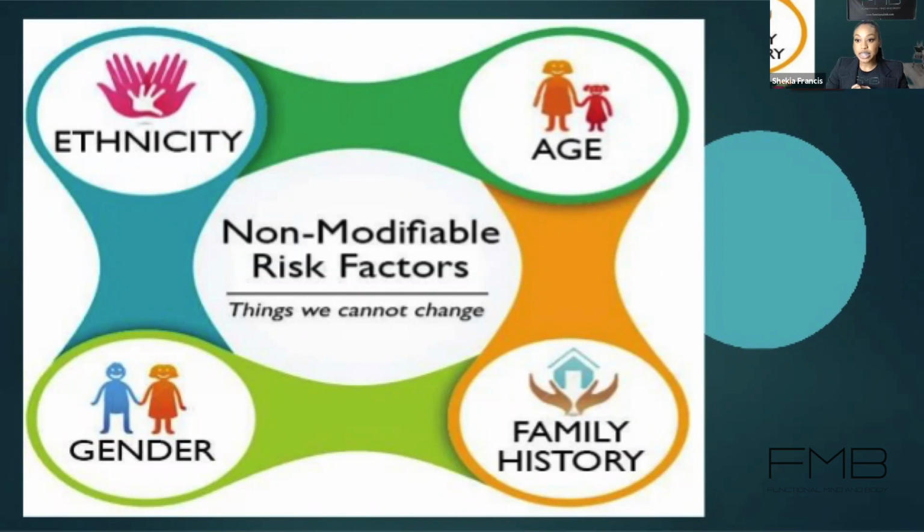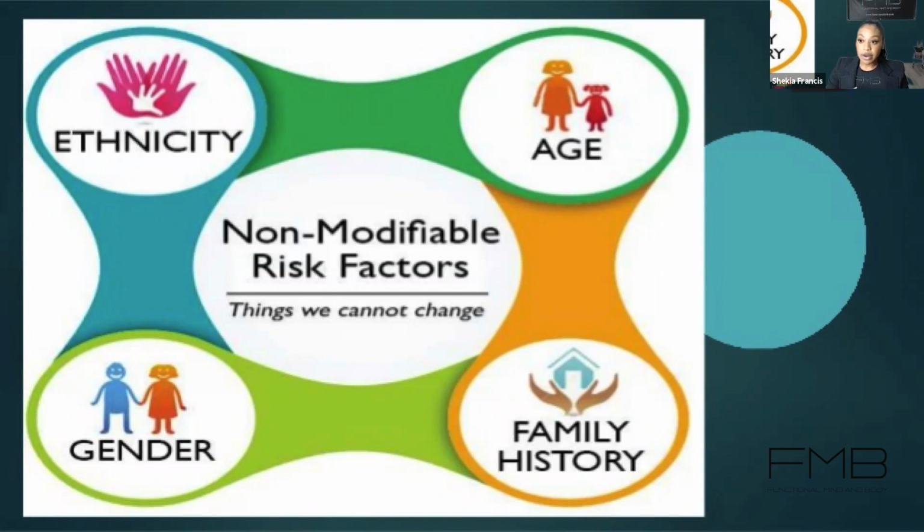We also can't change heredity. If your parents have heart disease, your chances of having heart disease are increased. If your father had heart disease before he was 55, or if your mother had heart disease before she was 65. If they happen to have it after, it doesn't necessarily mean that your risk has increased. But if your father had any type of heart disease before he turned 55, you are now at a higher risk of having heart disease later in your life.